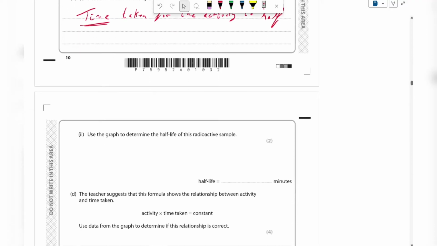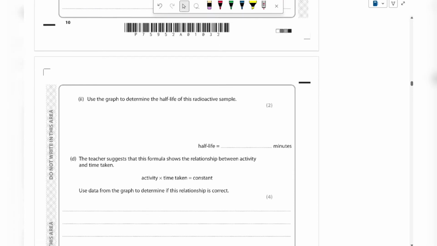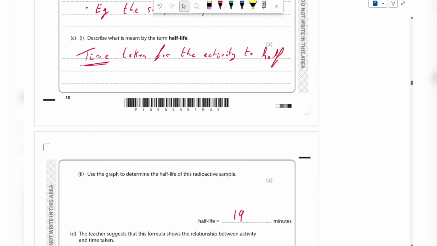Use the graph to determine the half-life of this sample. Okay, so we start at 1,200. Get your ruler and draw over from 600. So 1,200 halved is 600. And that takes, what's the scale here? 16, 17, 18, right? That takes 19 minutes. So that's the half-life. You get 1 mark for doing the graph work, 1 mark for getting the answer. I'm sure there's a range probably allowed.